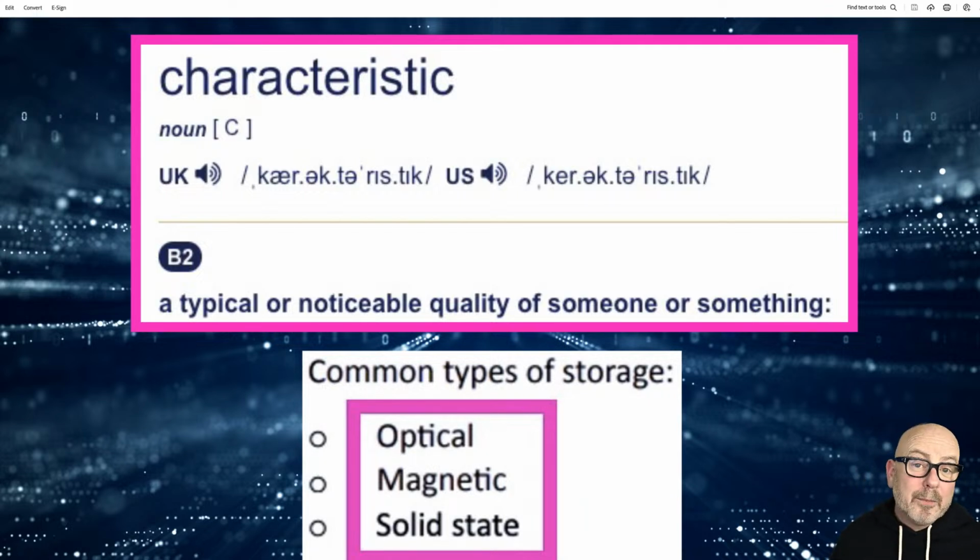And the common types of storage that you need to understand are optical, magnetic, and solid state. So we'll go through all of those and think about all of the different sorts of questions they could ask you in the exam. And then we'll do a bit of a quiz at the end. That is the grand plan.